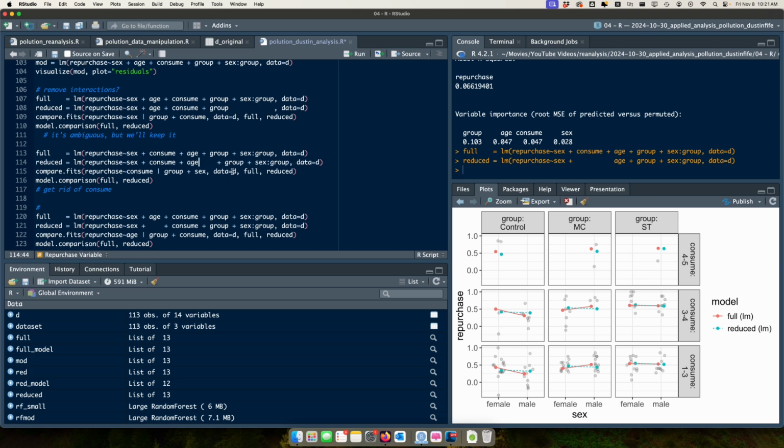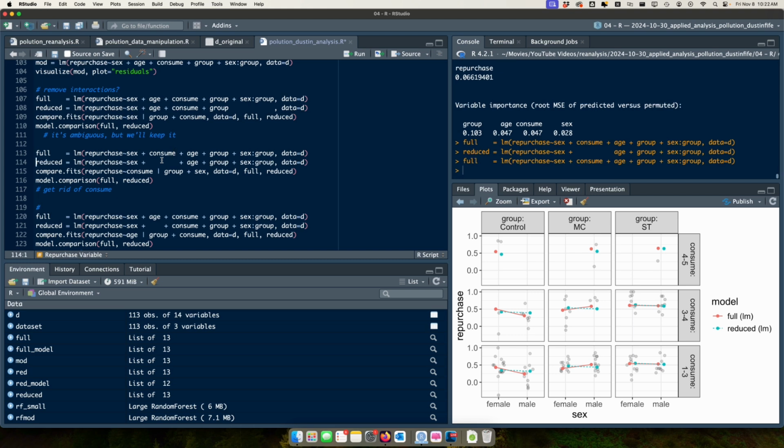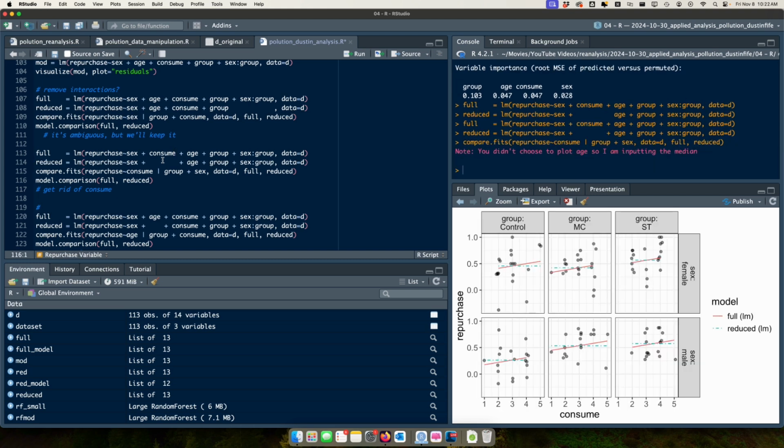Plus age. Okay, I'm getting oriented here. So yes, let's do a model with versus without consumption, but we still have sex, age, and group, and then the interaction. And then I'm going to put consumption on the x-axis. And again, the reduced is flat, as it should be, because the reduced doesn't have consumption as a predictor in there. And then we do see differences.